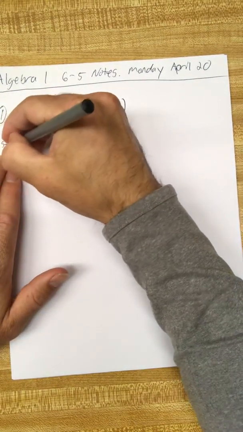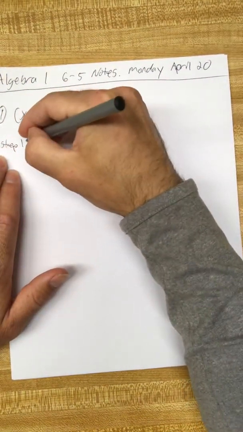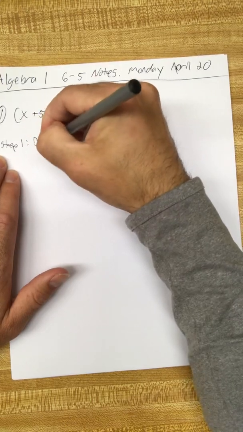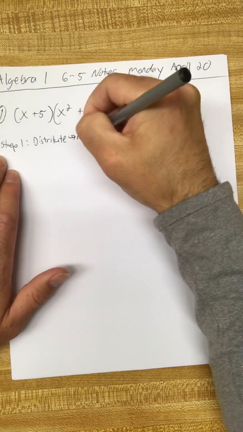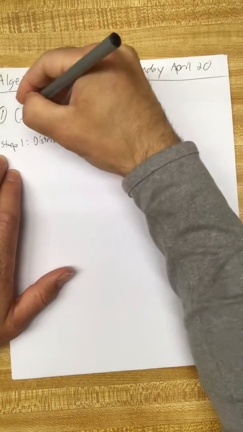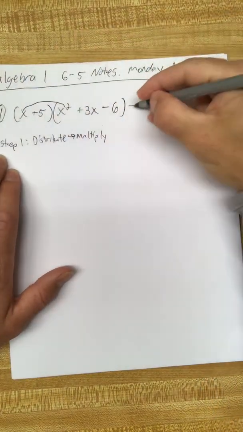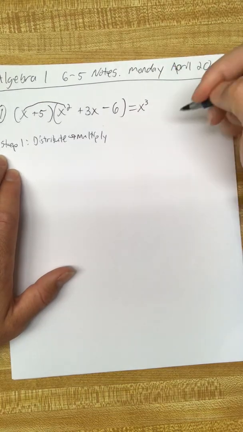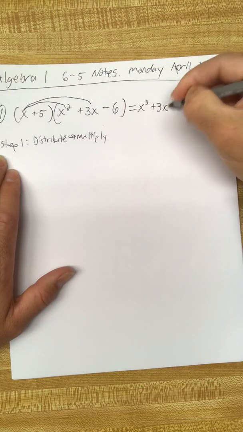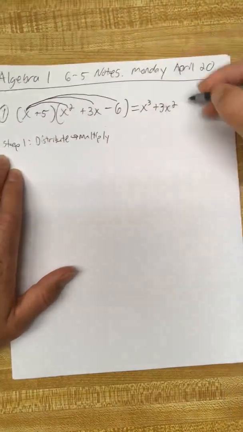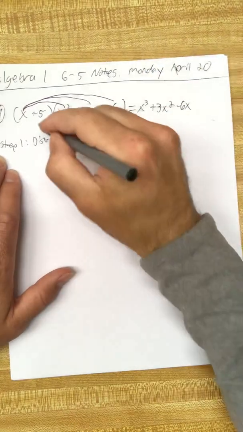Step 1, distribute, which again is multiplication. So I do x times x squared, and that's going to give me x to the third. X times 3x is going to give me 3x squared. Again, we're just adding x to all these. And then x times negative 6 will be minus 6x.